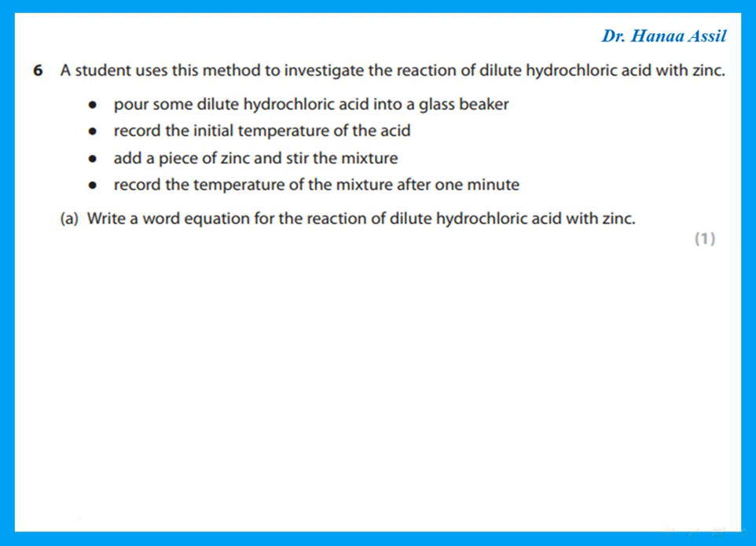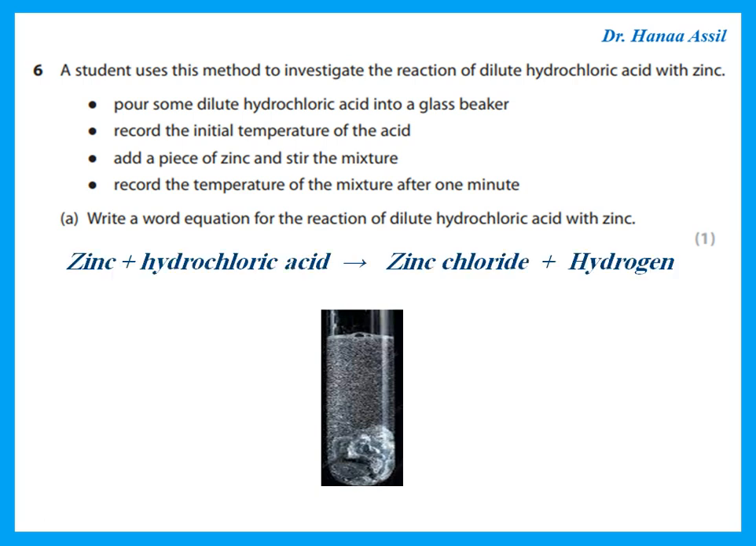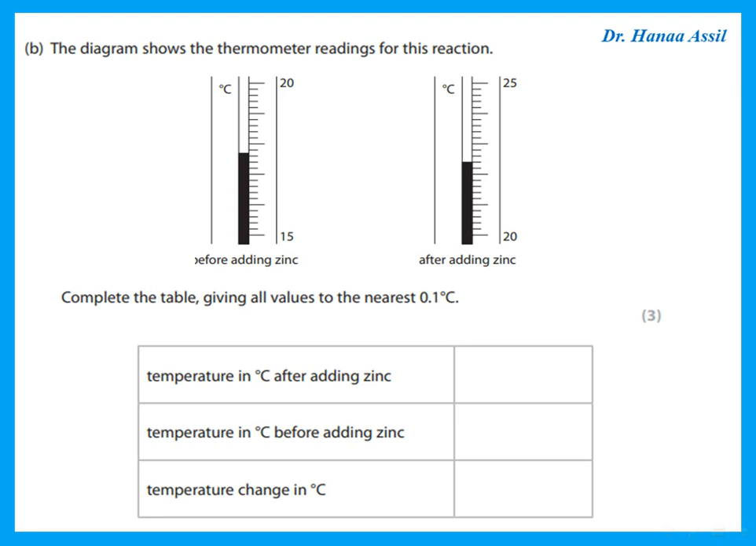And then if we react zinc with hydrochloric acid, what should happen? Remember that zinc plus hydrochloric acid will give the salt plus hydrogen gas. So this is the word equation. The diagram shows the thermometer readings for this reaction. Complete the table giving all values to the nearest 0.1. So you need everything in 1 decimal place.